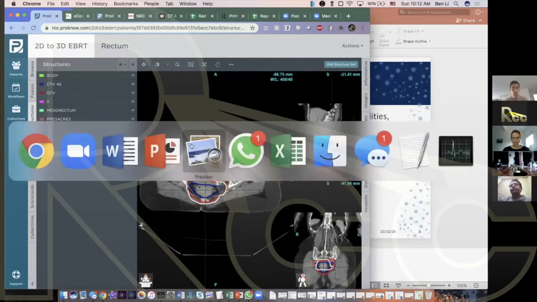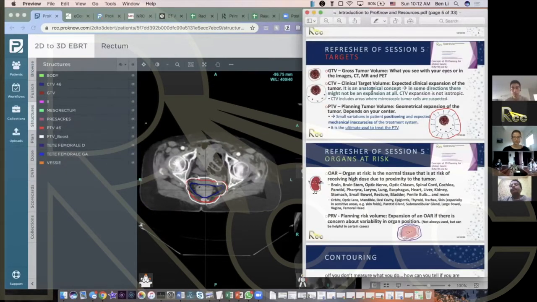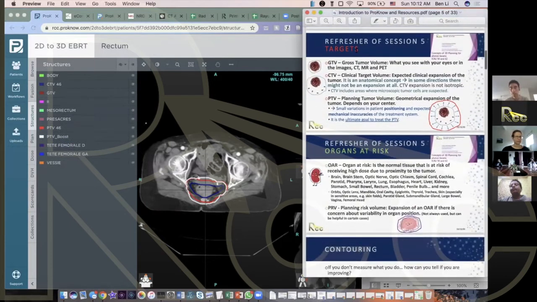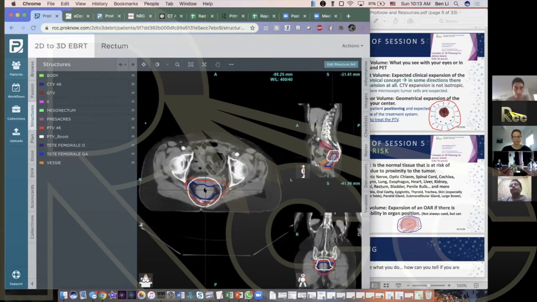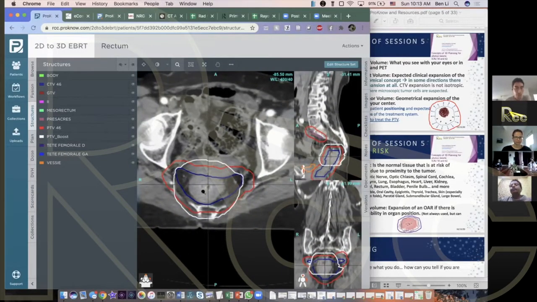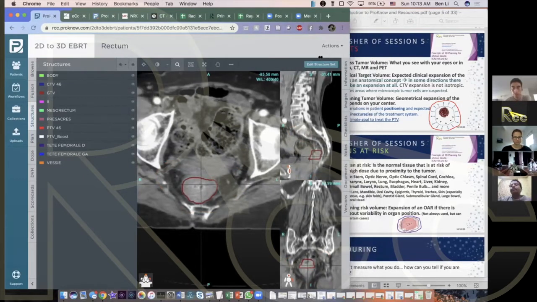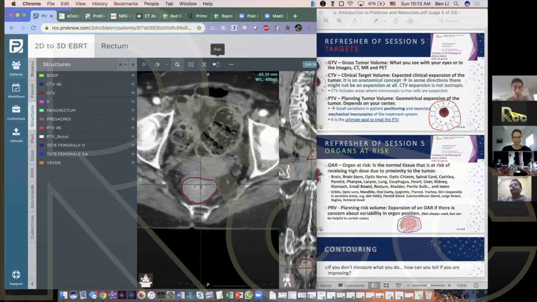So I'm going to pull this up on the side. This is a refresher from Dr. Shada's lecture, where she talked about GTV, CTV, and PTV. So here we can see it in action. I'm going to zoom in just a little bit. And so this is a rectal tumor, and we'll start with the gross tumor volume. Hopefully you can see both of these things. Okay, very good.